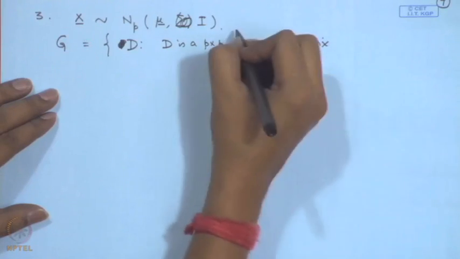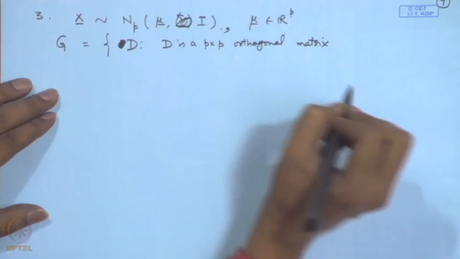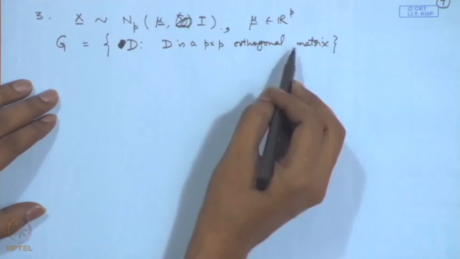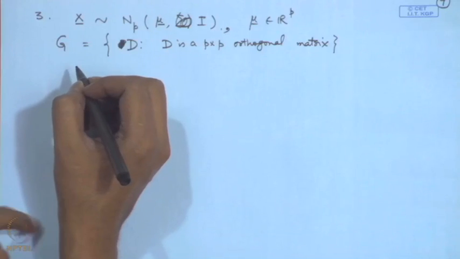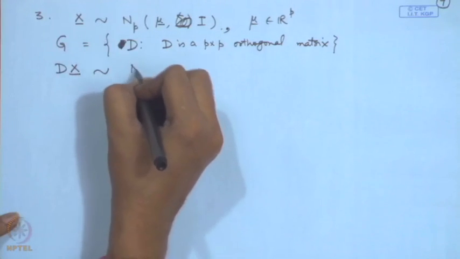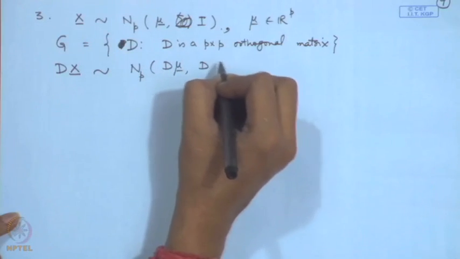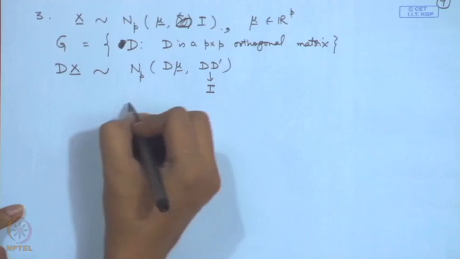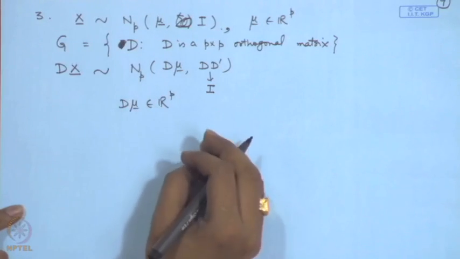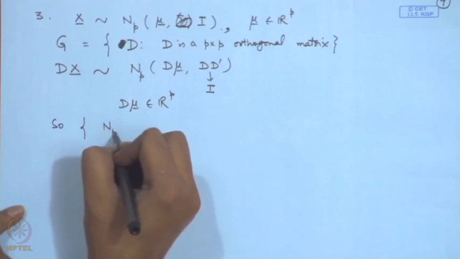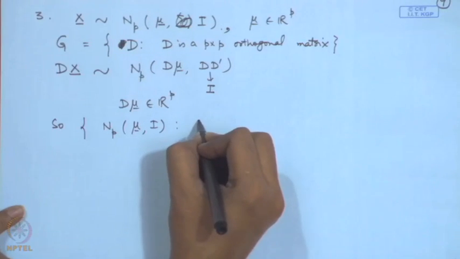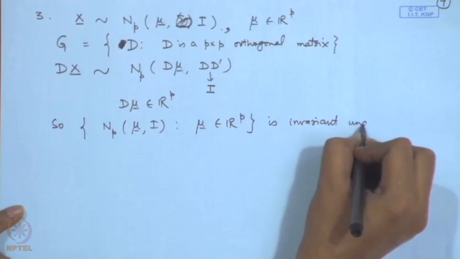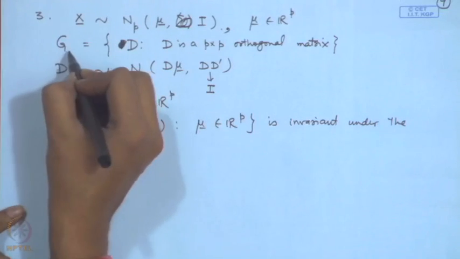Here mu is a p dimensional vector in the p dimensional Euclidean space, and I consider the group of transformations as the group of all orthogonal matrices. So, if you consider the distribution of D X, then that will be N_p(D mu, D D transpose), but if it is an orthogonal matrix, then D D transpose will be equal to I. So, this becomes I here. So, D mu is again a vector in the p dimensional Euclidean space. So, this family of distributions N_p(mu, I), where mu belongs to R^p, is invariant under the group of orthogonal transformations. Let me put G_O.